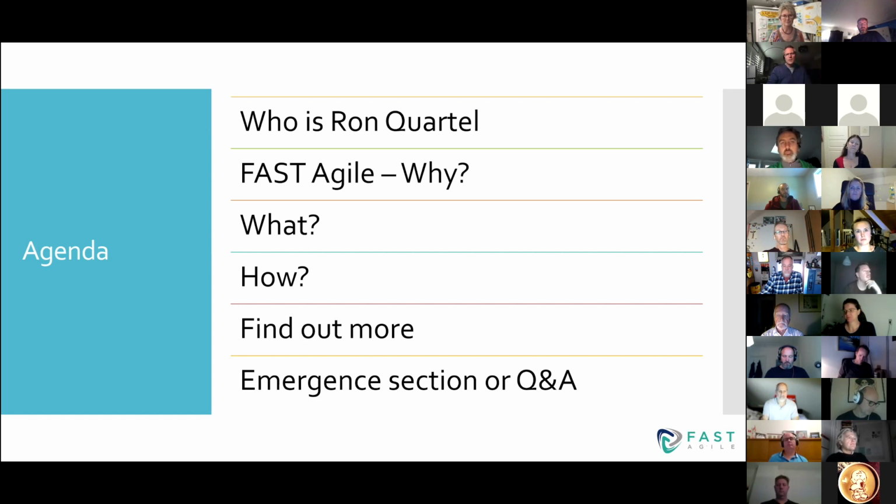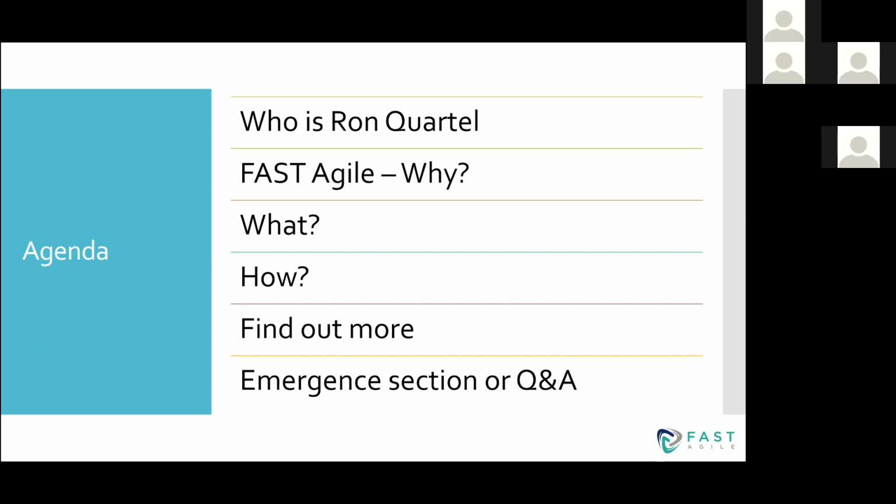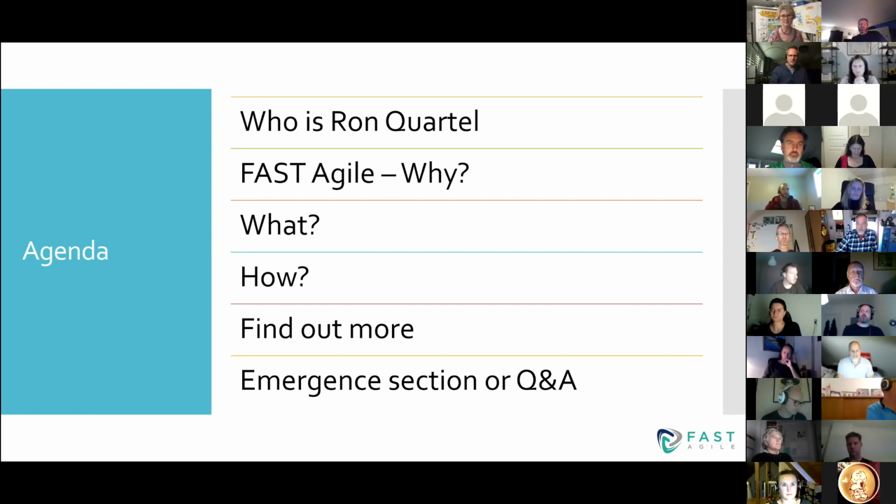After why, we'll have a breakout, then I'll go into what, then I'll actually tell you what FAST Agile is. And then that raises a bunch of questions. How does this work? How does that work? So then we'll go into the how of FAST Agile, and where to find out more, and emergence. The final section is Q&A, which I call the emergent section. I've left a lot of space for questions and answers because FAST raises a lot of questions. And as I said before, I prefer interactive.